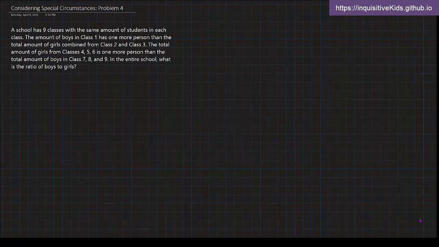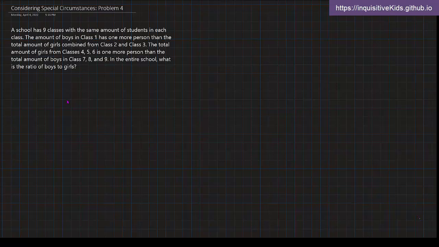A school has 9 classes with the same amount of students in each class. The amount of boys in class 1 has one more person than the total amount of girls combined from class 2 and class 3. The total amount of girls from classes 4, 5, and 6 is one more person than the total amount of boys in classes 7, 8, and 9. So in the entire school, what is the ratio of boys to girls?